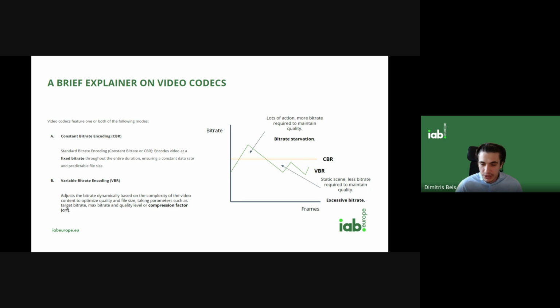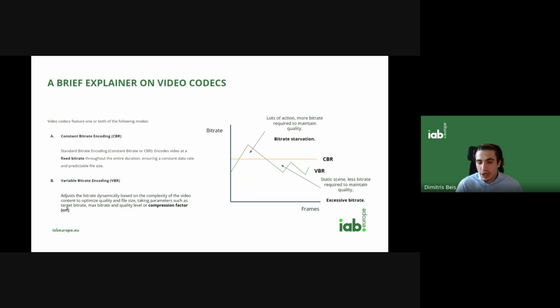However, there are some issues that occur, which we can understand once we look at how VBR works, which essentially adjusts the bitrate dynamically. You can have a target bitrate or a max bitrate, but it's allowed to float. And it floats in accordance to maintaining a constant compression factor called the CRF, which essentially looks at the difference between the original frame and the compressed frame.